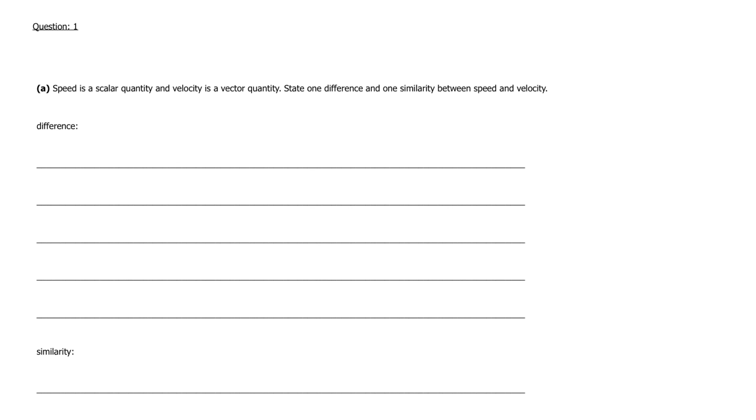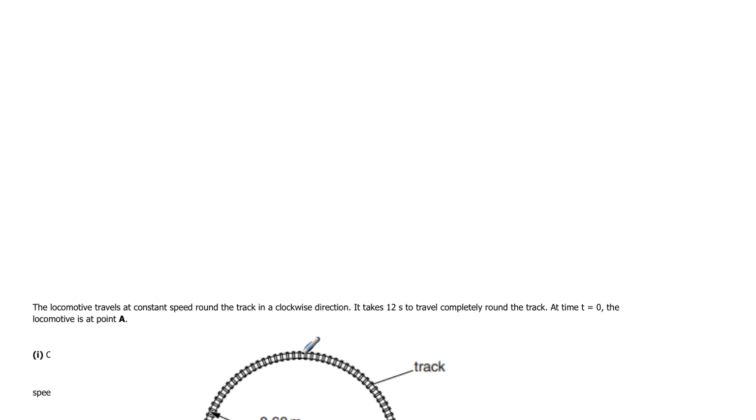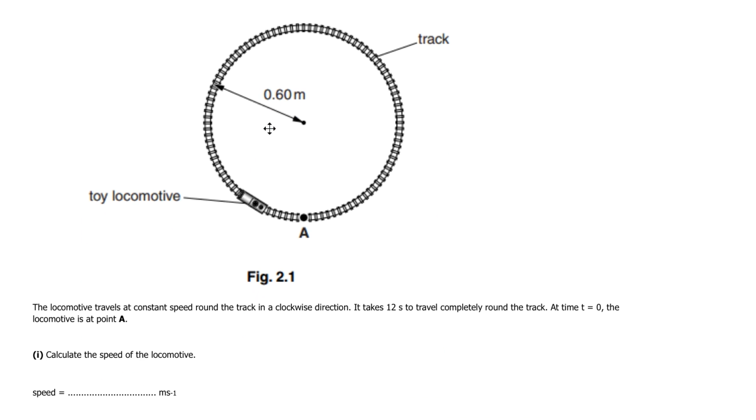A similarity, we've got a couple of options that we could have chosen there. So we could have said that they both have the same unit, or we could have stated the units meters per second, or we could have said that they both have magnitudes. There's a couple of answers that we could have given there. If we take a look at this next part, then we're provided with a diagram, and we're told there's this toy locomotive, which is another word for a train, and it's moving around this circular track, and we are asked to calculate its speed. And to calculate the speed, we simply do that the speed is the distance divided by the time.